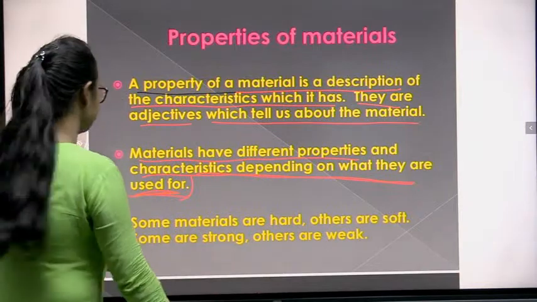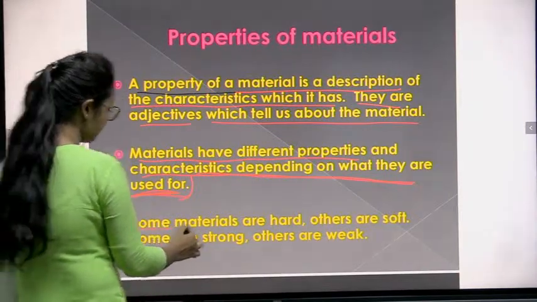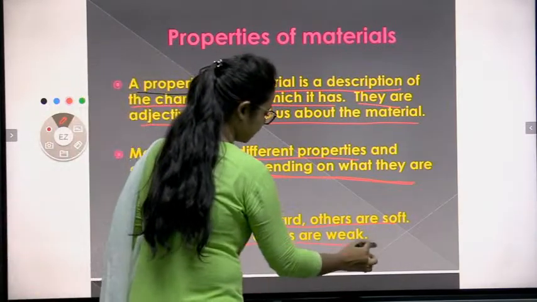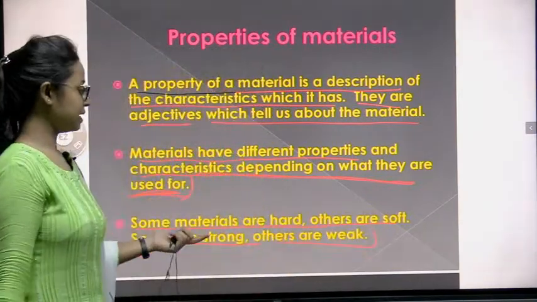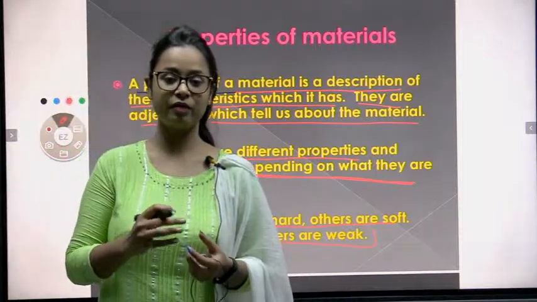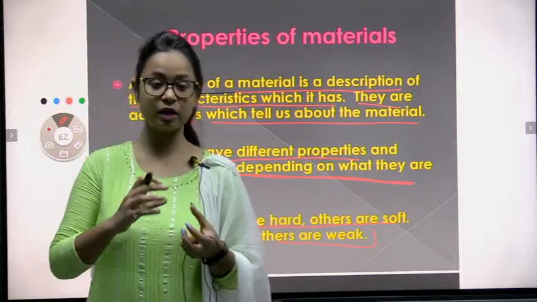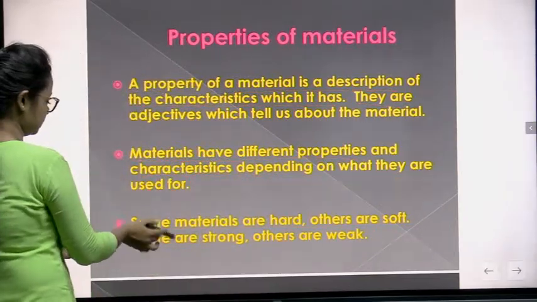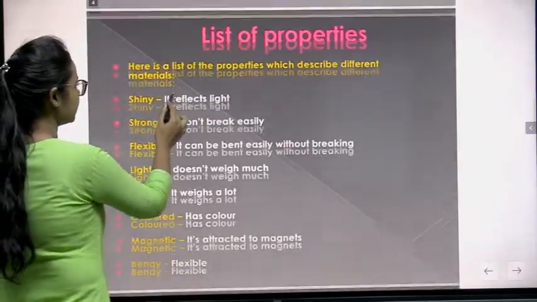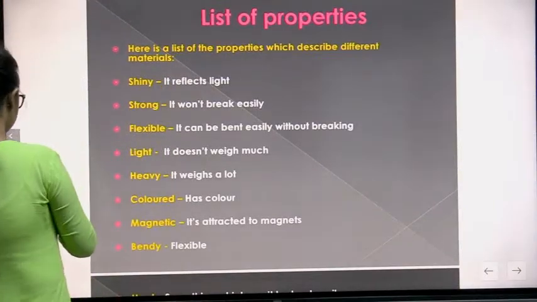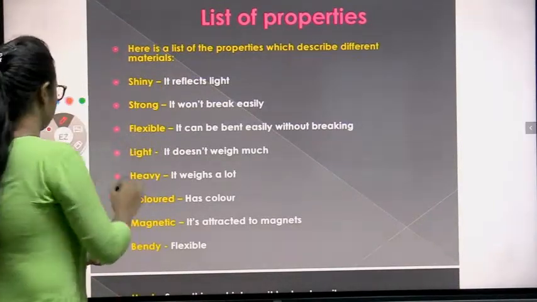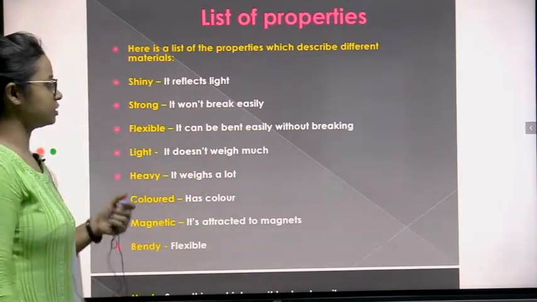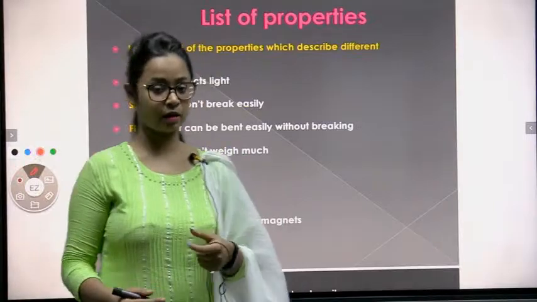Next, some materials are hard, others are soft. Some are strong and others are weak. You all know that everything has a different texture, a different touch. So now we'll study those things. Here is the list of properties which define different kinds of things.